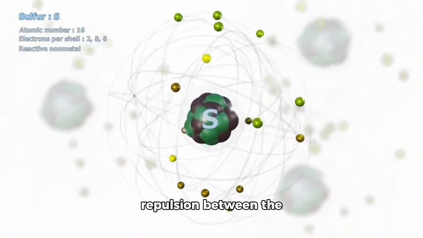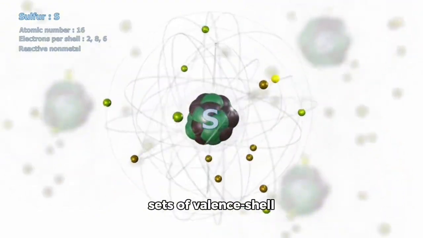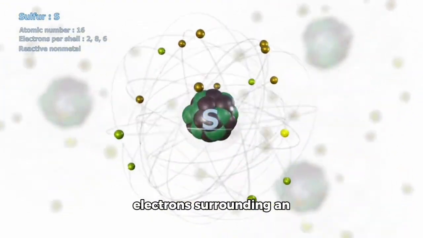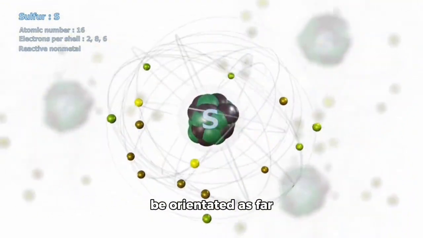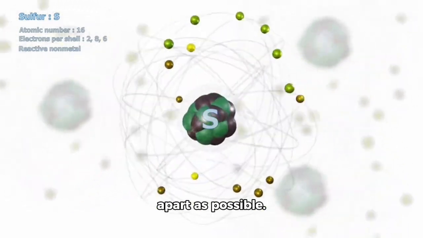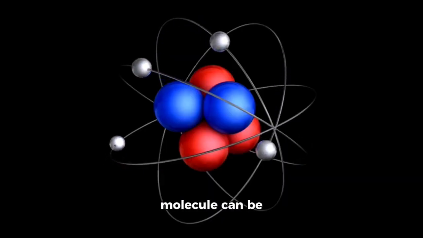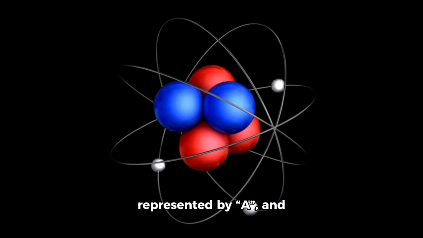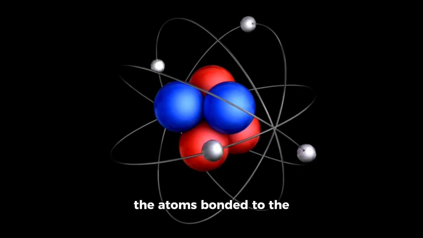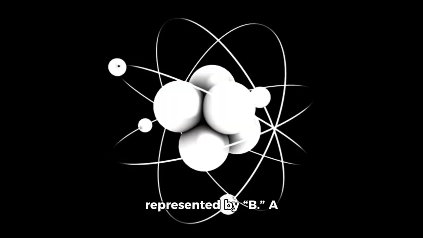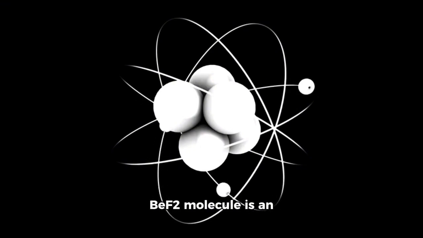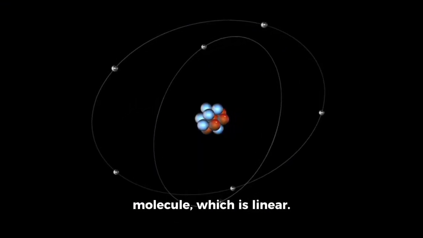VSEPR theory states that repulsion between the sets of valence shell electrons surrounding an atom causes these sets to be orientated as far apart as possible. The central atom of a molecule can be represented by A, and the atoms bonded to the central atom represented by B. A BeF2 molecule is an example of an AB2 molecule, which is linear.